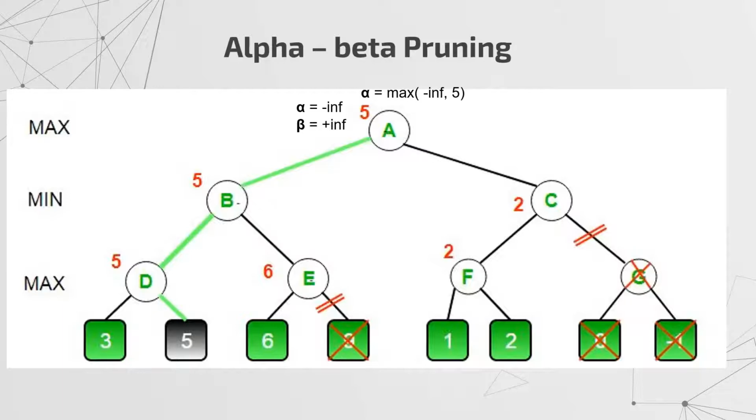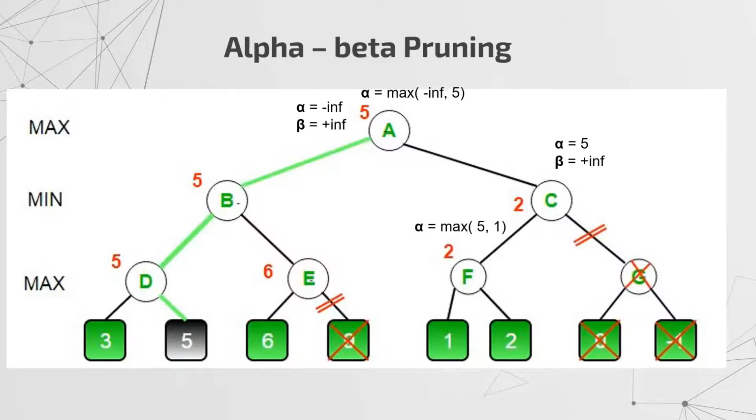A now calls C to see if it can get a higher value than 5. At C, alpha is 5 and beta is plus infinity. C calls F. F looks at its left child, which is 1. Here alpha is the maximum of 5 and 1, which is 5, still 5.